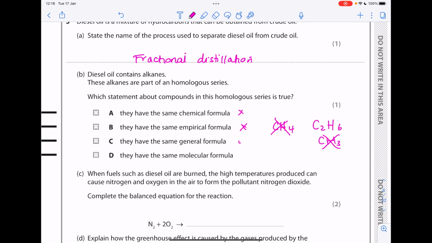They have the same general formula. Yeah, that's true because they're both CnH2n+2. They have the same molecular formula. No. If we look back at this, this is the molecular formula of methane, molecular formula of ethane. They are not the same.